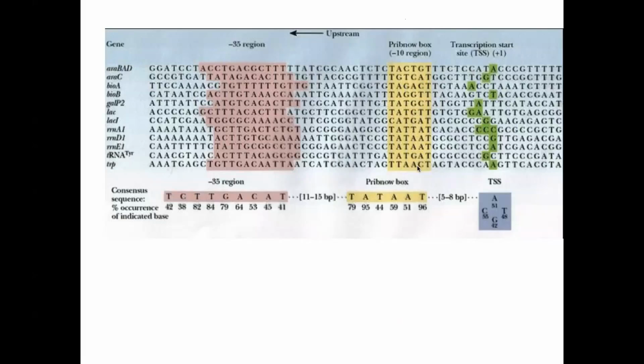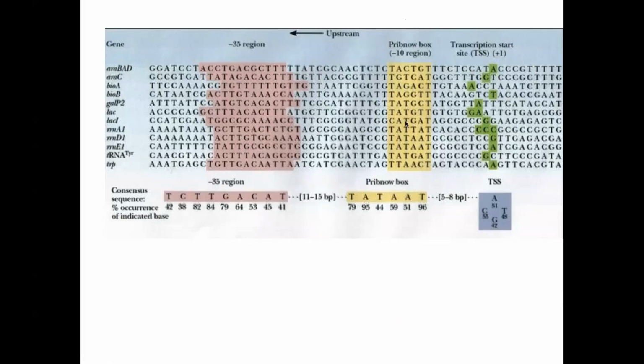So there's another consensus sequence within the promoter. This is what we call the -35 region. So again, it's in this colored region up here. And you can see when you compare all of these different genes for the Pribnow box and the -35 region in terms of nucleotide sequence, they're not identical, but they're similar. So again, that's true for all consensus sequences. They're similar, but they're not necessarily identical.